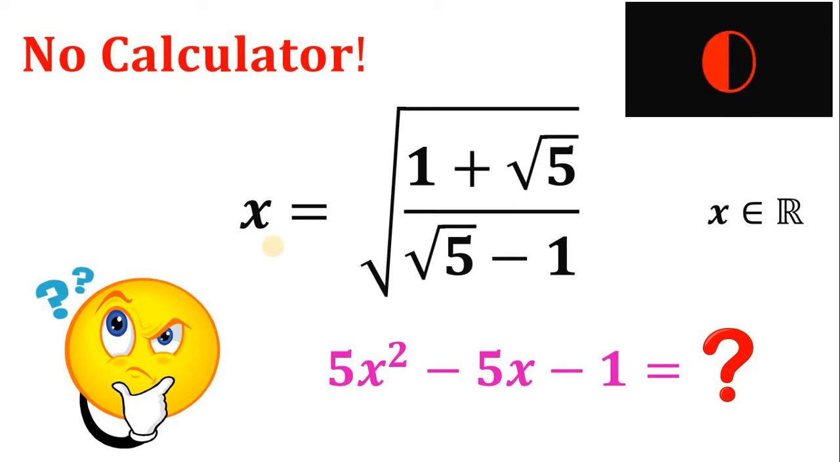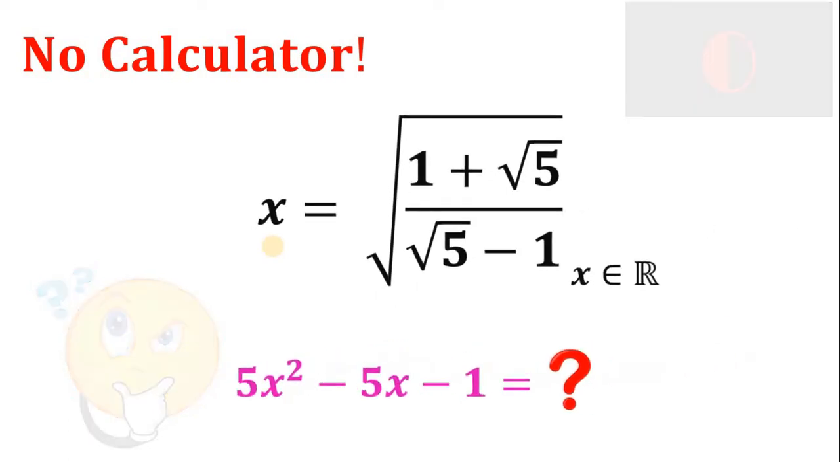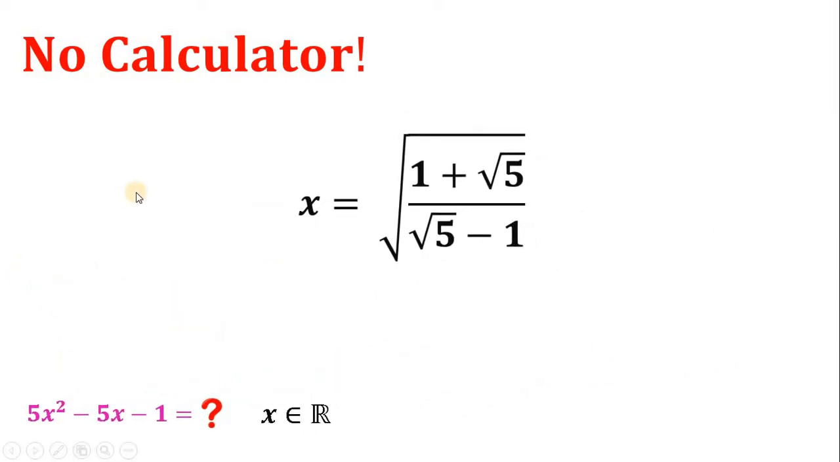And now, here's my attempt at this question. Our goal is to find the value of 5x squared minus 5x minus 1, given that x equals the square root of 1 plus square root of 5 over square root of 5 minus 1. And take note, we don't need to use a calculator in this question. So, how are we going to answer this question?